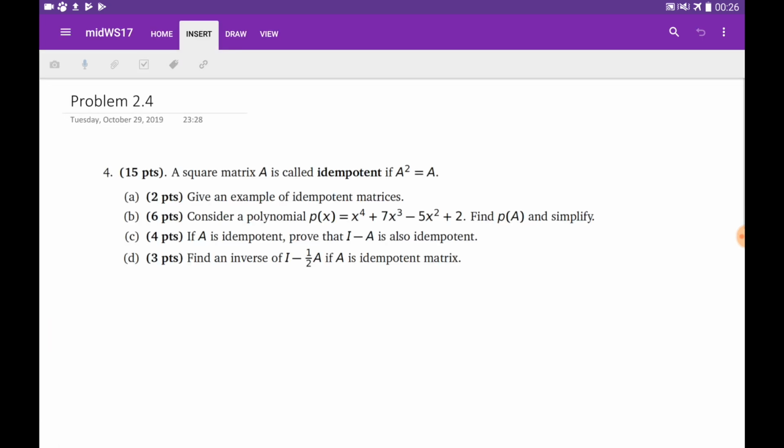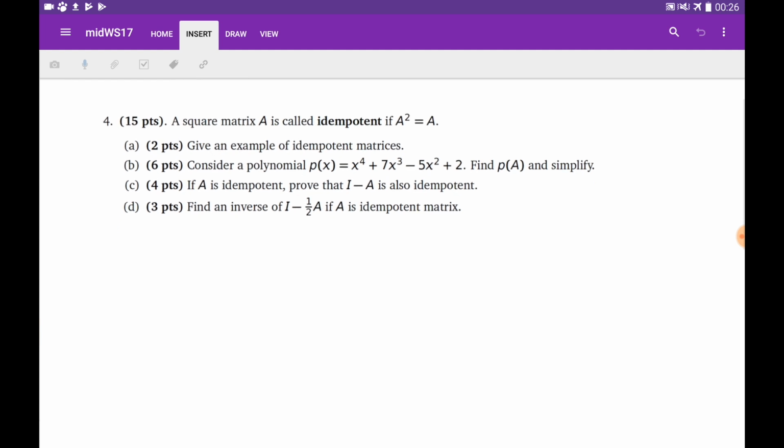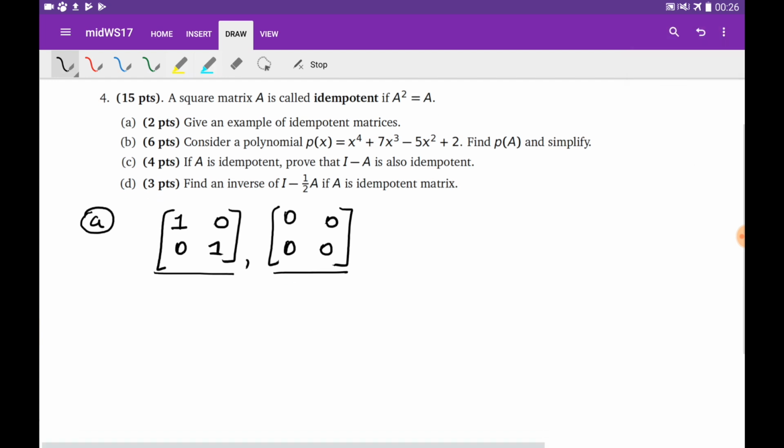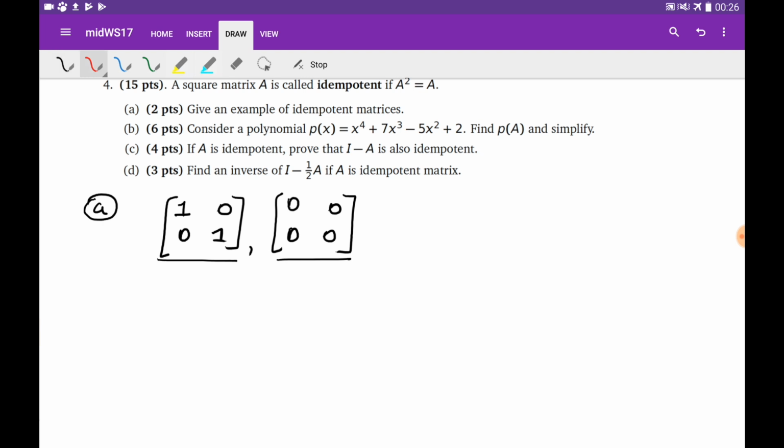So the last problem is about the idempotent matrices. In the first part, I just need to give 2 examples of idempotent matrices. The easy examples would be simply the identity matrix, which is 2 by 2, or simply the 0 matrix. If I multiply the identity matrix by itself, I obtain again the identity matrix. If I multiply the 0 matrix by itself, I again obtain the 0 matrix.